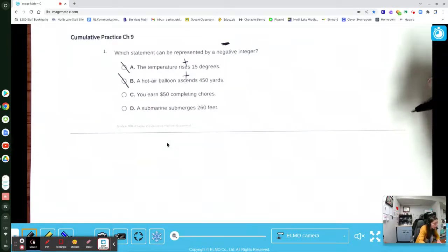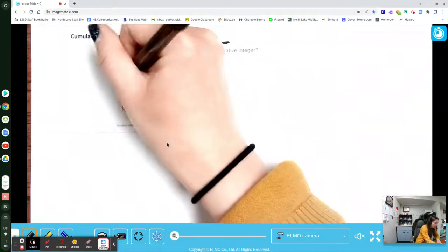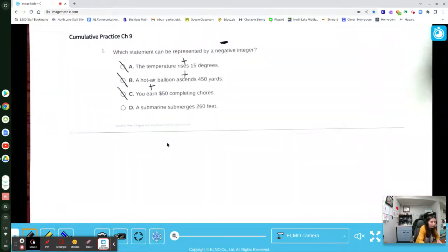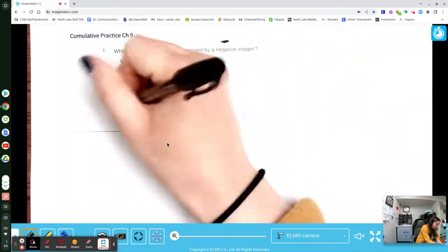You earn $50 completing chores. If you earn $50, your bank account is going up. That's a positive value as well. And then finally, a submarine submerges 260 feet. Submerges means to go down into the water. That would be a negative value.